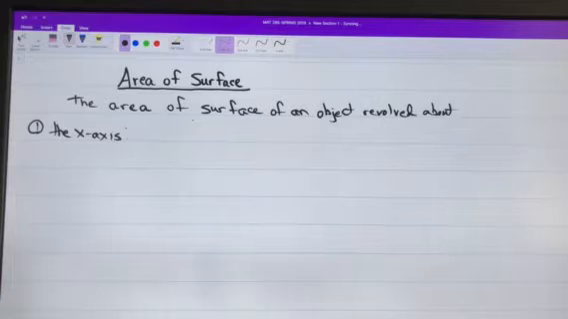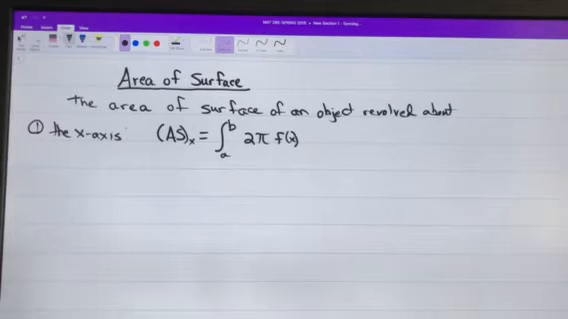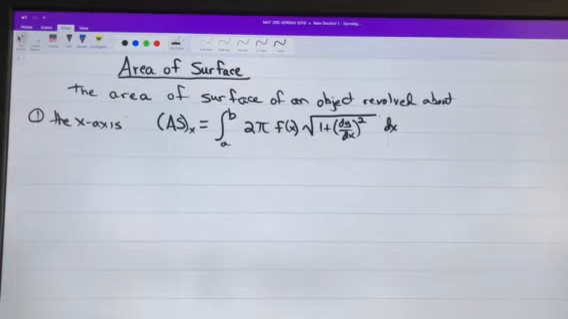And now for the area of surface of an object revolved about the x-axis. Okay, and we can say that in terms of integrating with respect to x, we have going from a to b of 2 pi times the function f of x, times the square root of 1 plus the square of the derivative, dy over dx. Then we have dx.